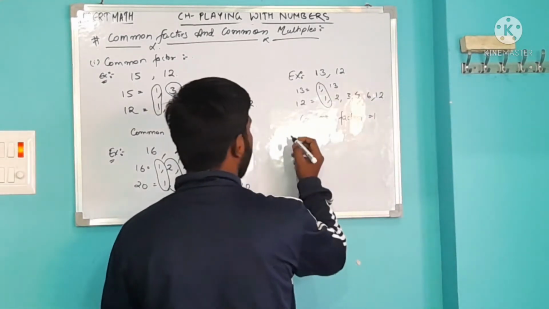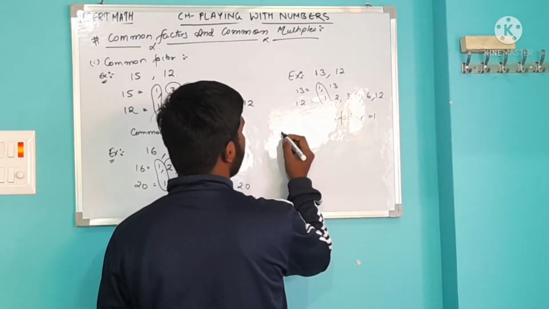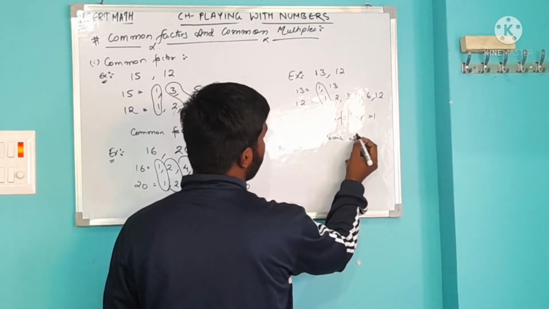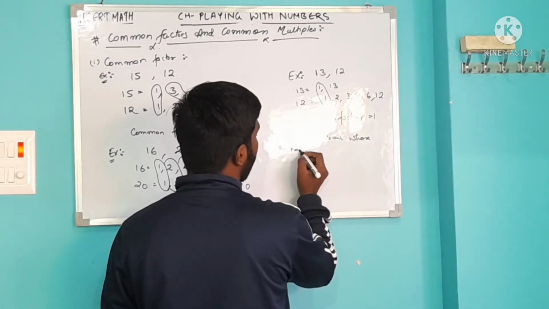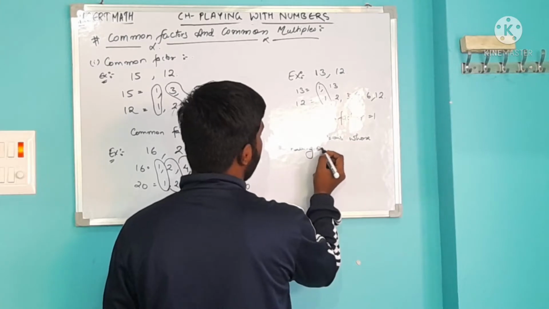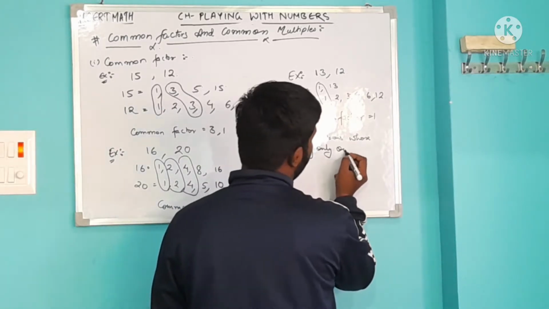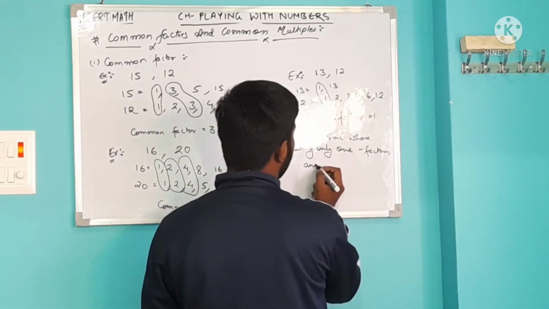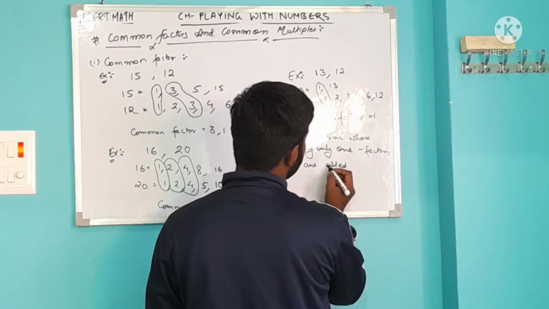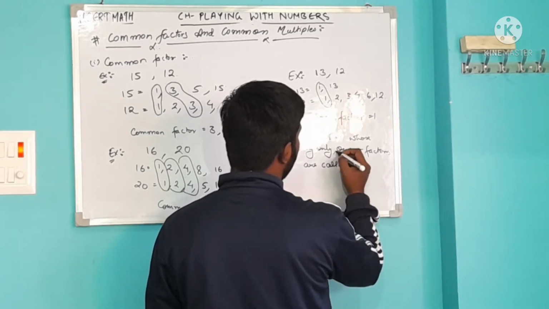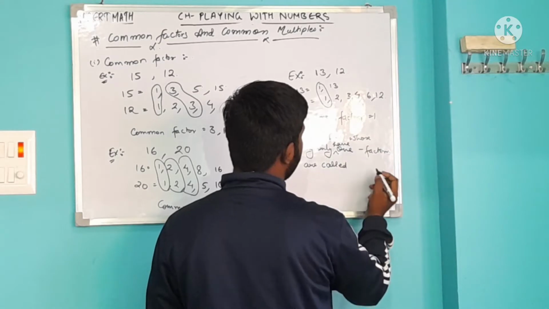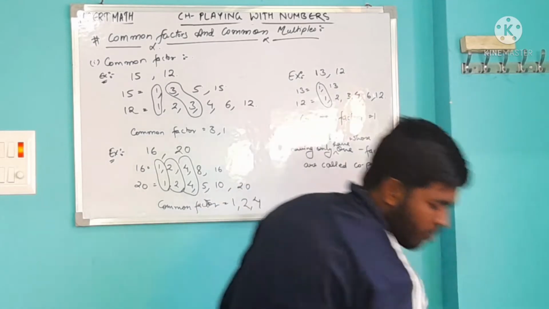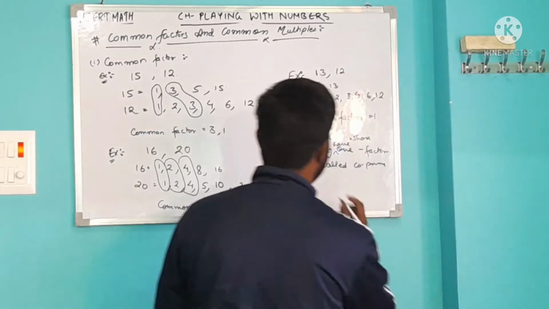So the conclusion will be like: the numbers having only 1 as a common factor are called co-prime numbers.